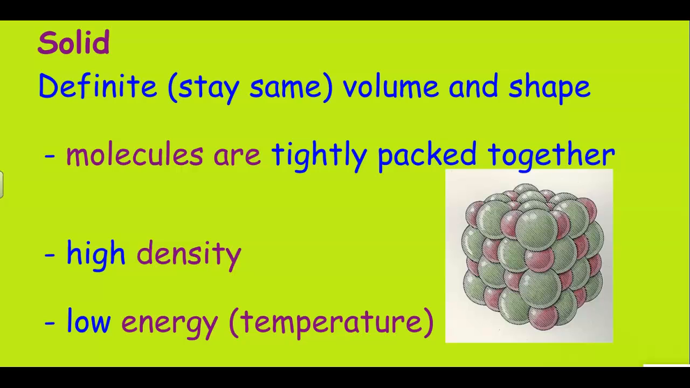Let's start with solid. Solids have a definite volume and a definite shape. This means that solids stay the same volume and the same shape. The molecules are tightly packed together. There isn't much space. In fact, they can't move at all. This means they have a very high density. Density refers to the number of molecules in a given space. Their energy is considered to be low compared to the other states of matter. The molecules themselves are not moving very much at all.